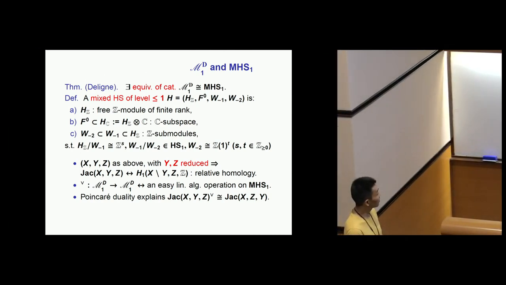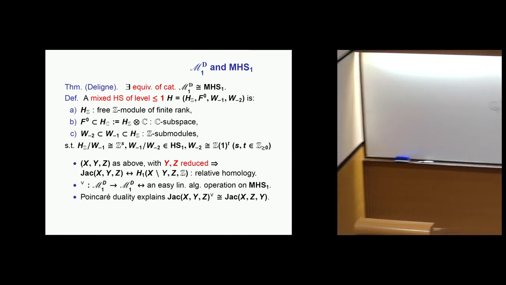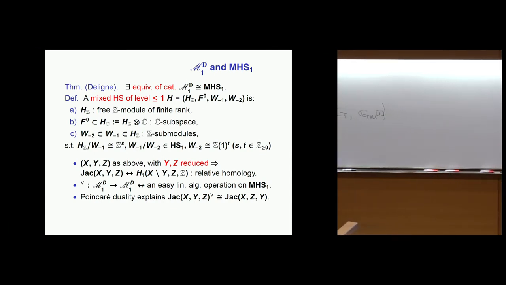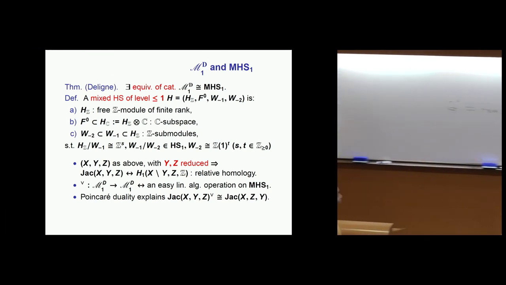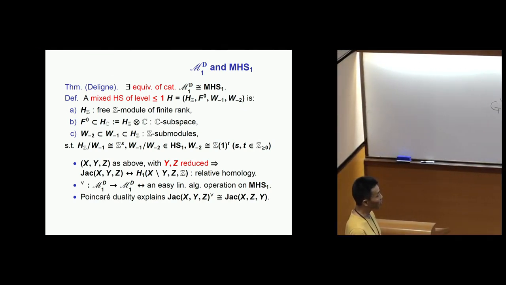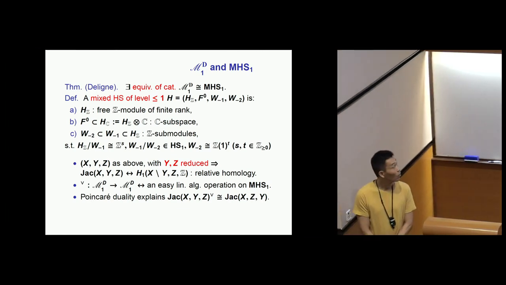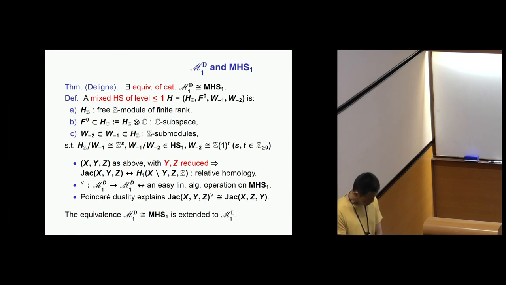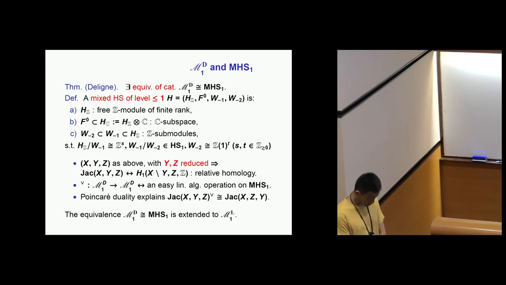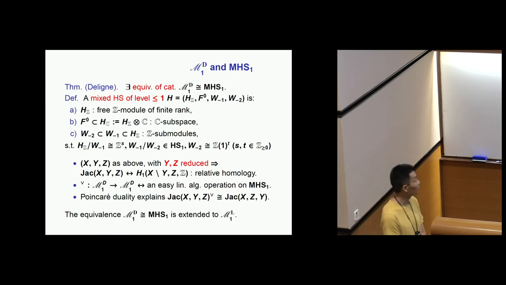And the second thing is that the duality on Deligne 1-motifs becomes, again, a very simple linear algebra operation on mixed Hodge structures. Therefore, by combining these two, Poincaré duality for the relative homology group, so Poincaré-Alexander duality, explains the duality of the Jacobian 1-motifs in the case of reduced divisors. But now I explain how this is extended to Laumon 1-motifs. Now we have the additive part.